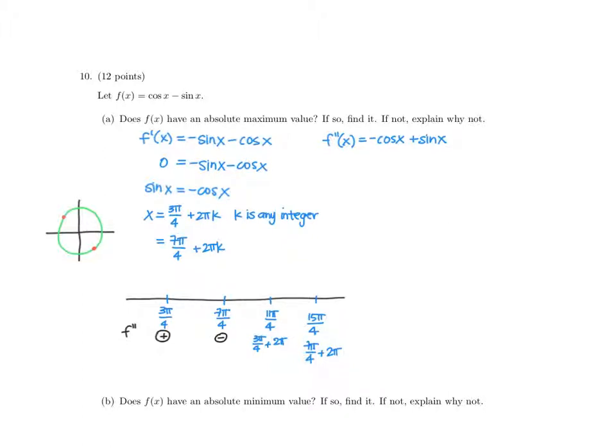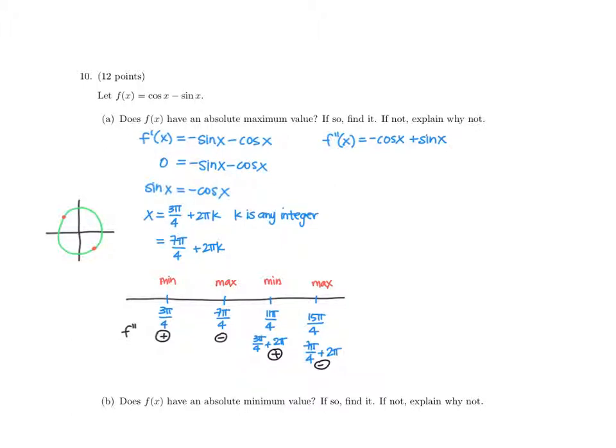11 pi over 4 is the same location in the unit circle as 3 pi over 4 was. So the second derivative is going to have the same sign there. And 15 pi over 4 is the same location in the unit circle as 7 pi over 4 was. So the second derivative will have the same sign there. But what's important is that we now have the sign of the second derivative. And so what we know here is that where the second derivative is positive, we have a min. Where the second derivative is negative, we have a max. And so we have a whole bunch of mins and maxes forever and ever and ever.